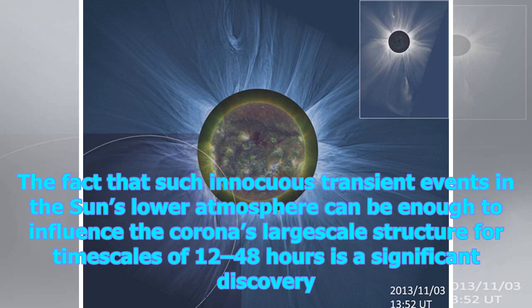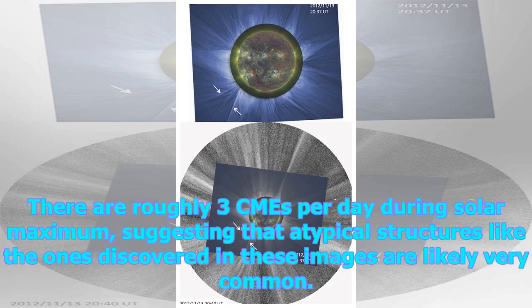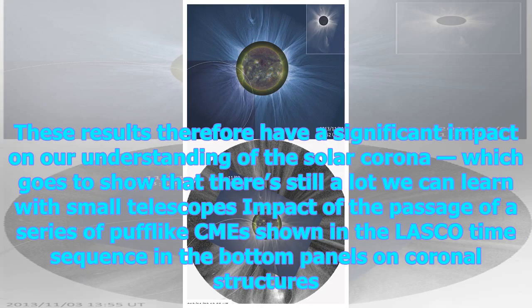The fact that such innocuous transient events in the Sun's low atmosphere can be enough to influence the corona's larger-scale structure for timescales of 12 to 48 hours is a significant discovery. There are roughly 3 CMEs per day during solar maximum, suggesting that atypical structures like the ones discovered in these images are likely very common. These results therefore have a significant impact on our understanding of the solar corona, which goes to show that there's still a lot we can learn with small telescopes.